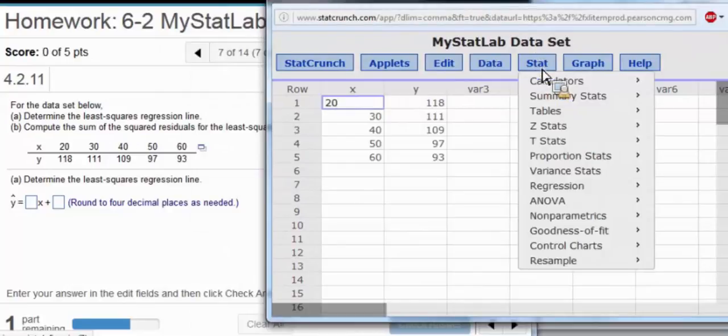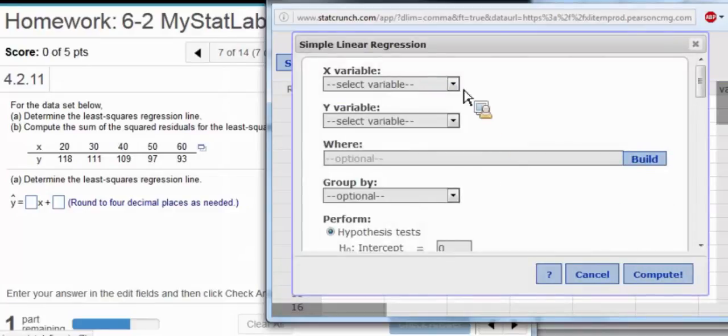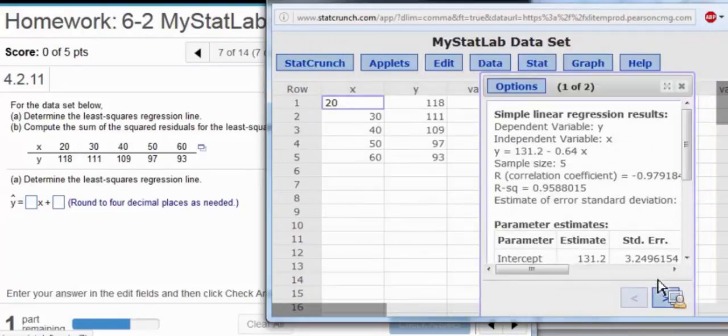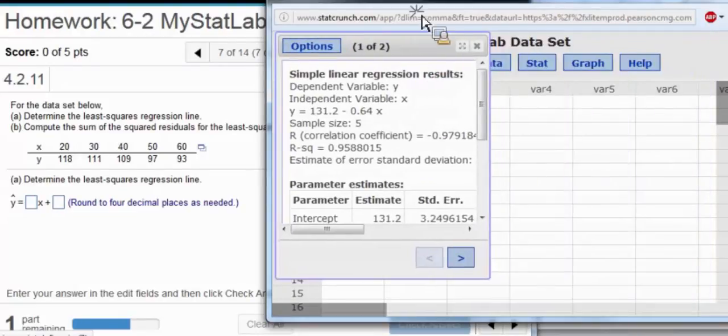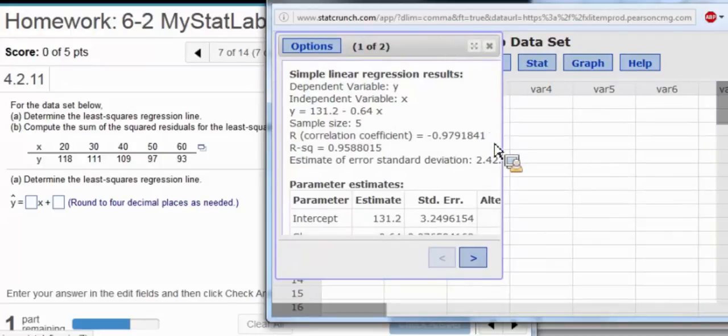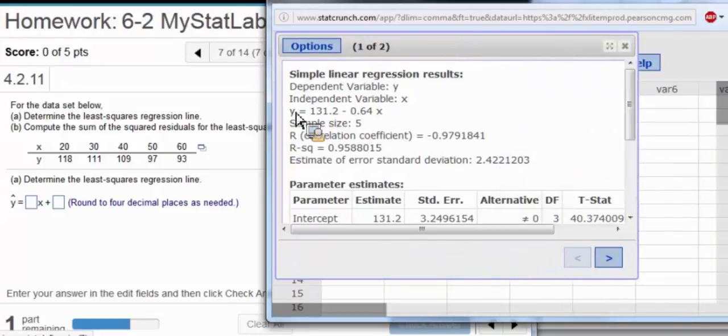Okay, stat, we're doing regression, simple linear. X was the X, Y was the Y. Compute. So there are two things here. Here is the equation of the line: Y equals something and something X. Remember, the thing in front of the X is the slope.